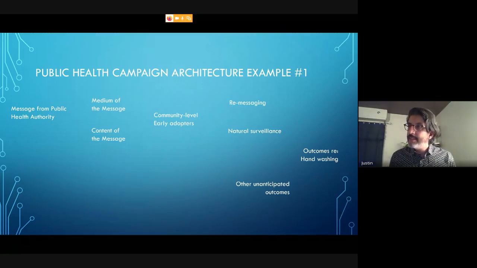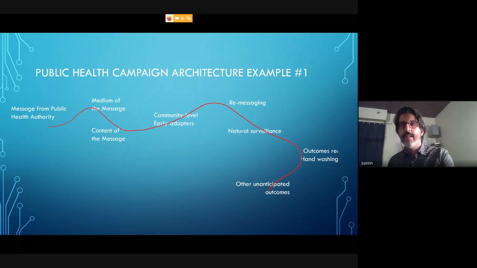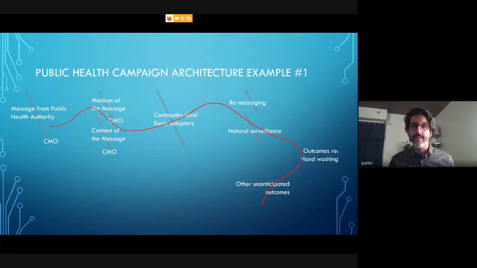So realist methodology helps us try to, we strive to capture that realistic view of how interventions unfold. And so then you have outcomes, hand washing, and you may have other unanticipated outcomes. So you see that there's a bit of an implementation chain here, right? In a way, it happens like that, that there's a pathway to outcomes. And along the pathway, there are CMO configurations.